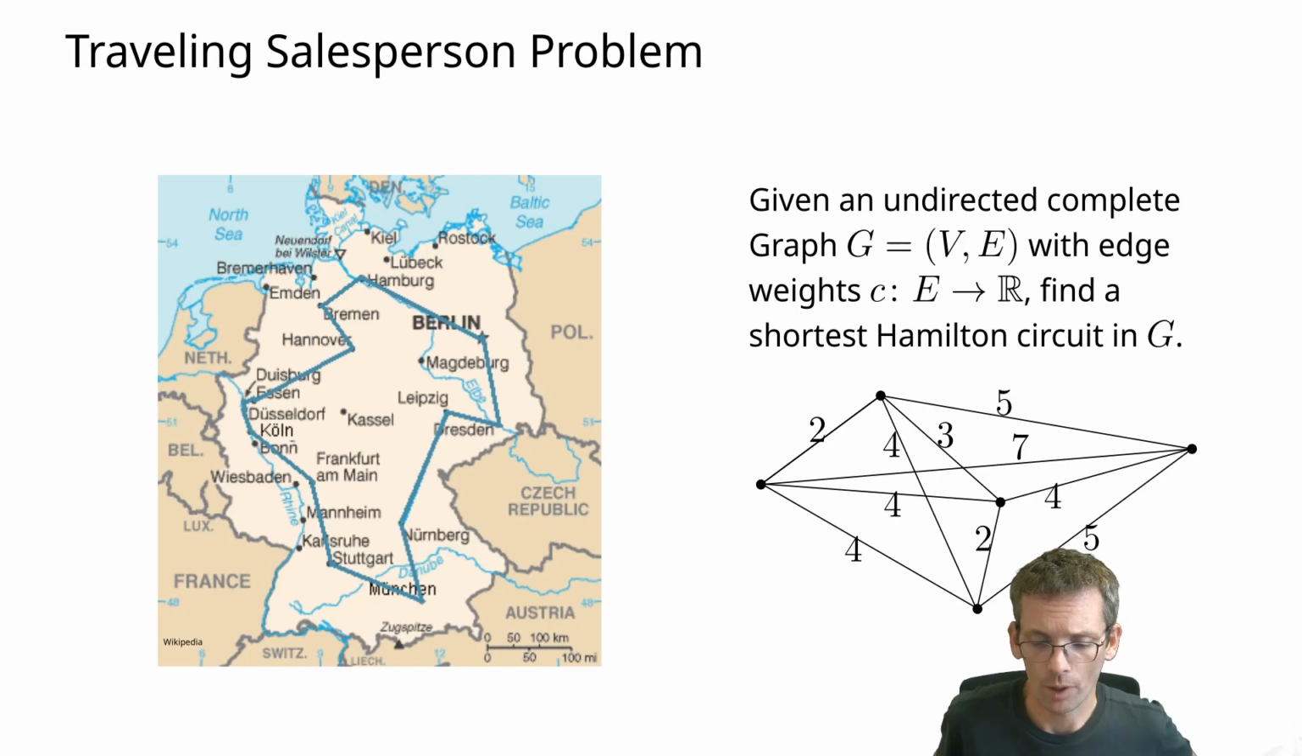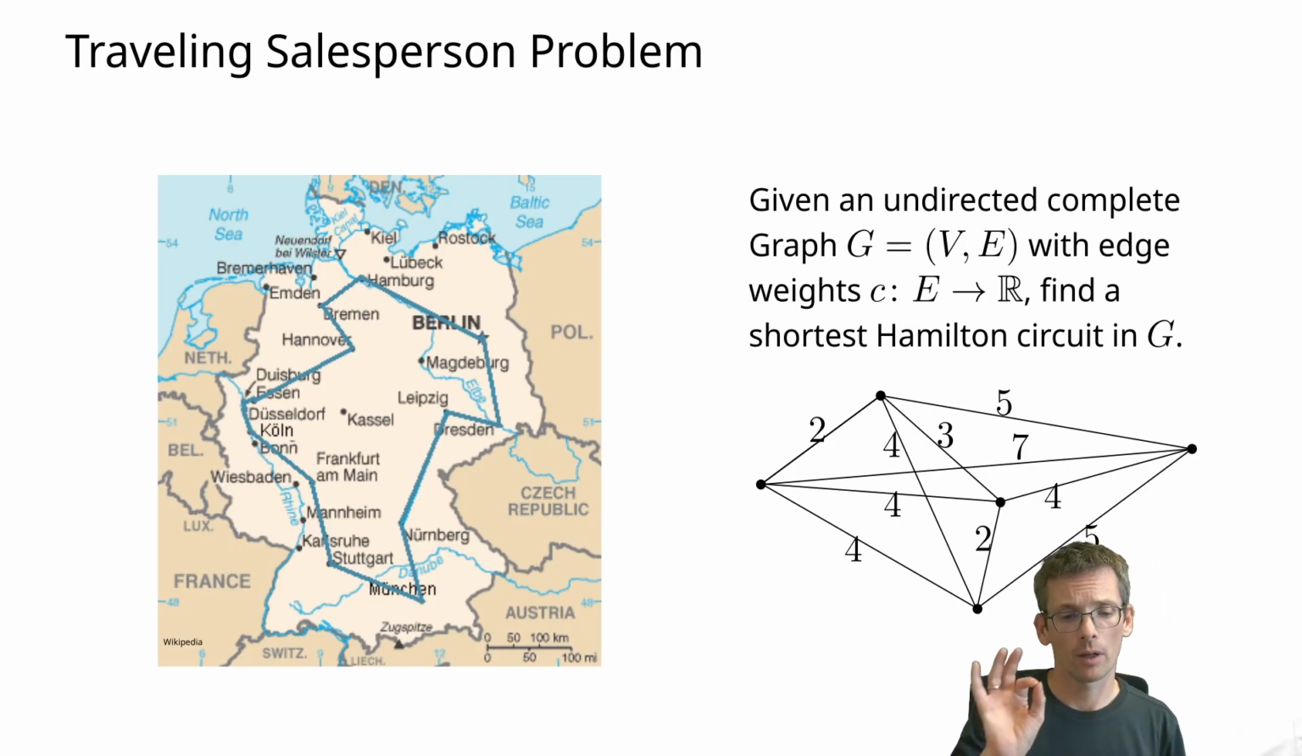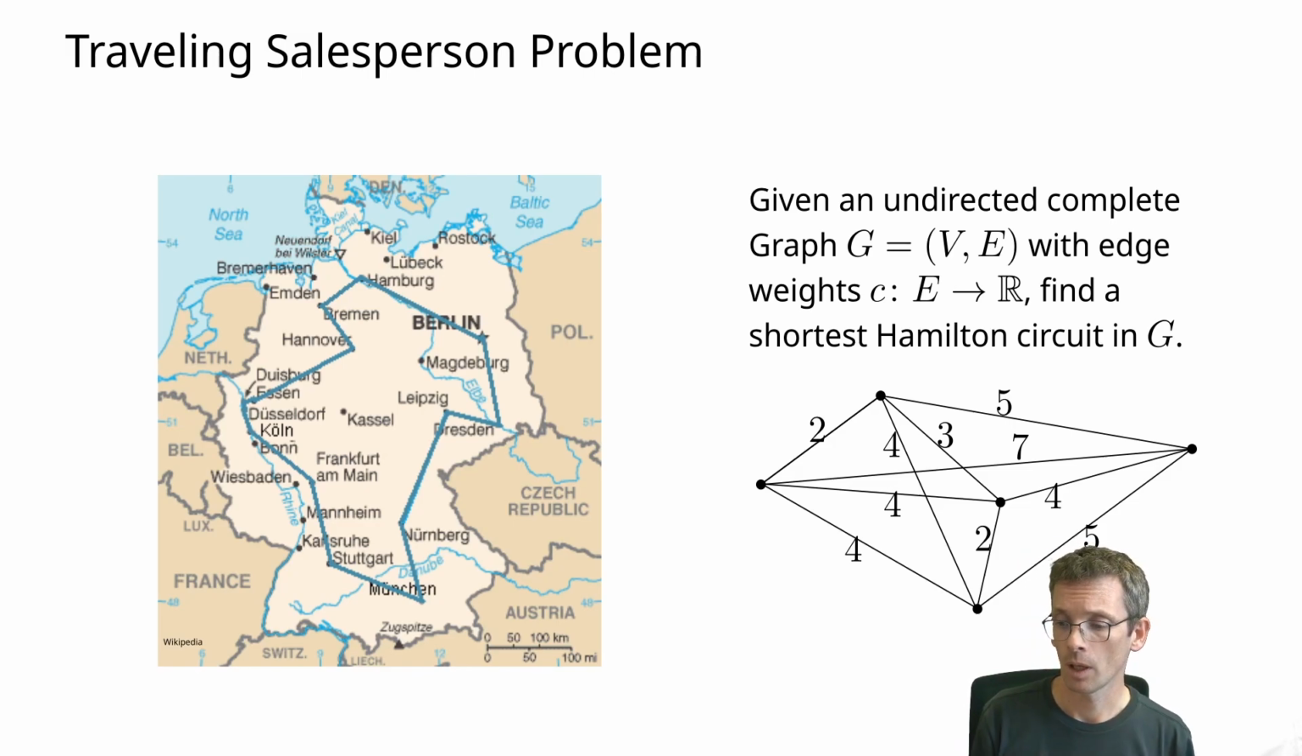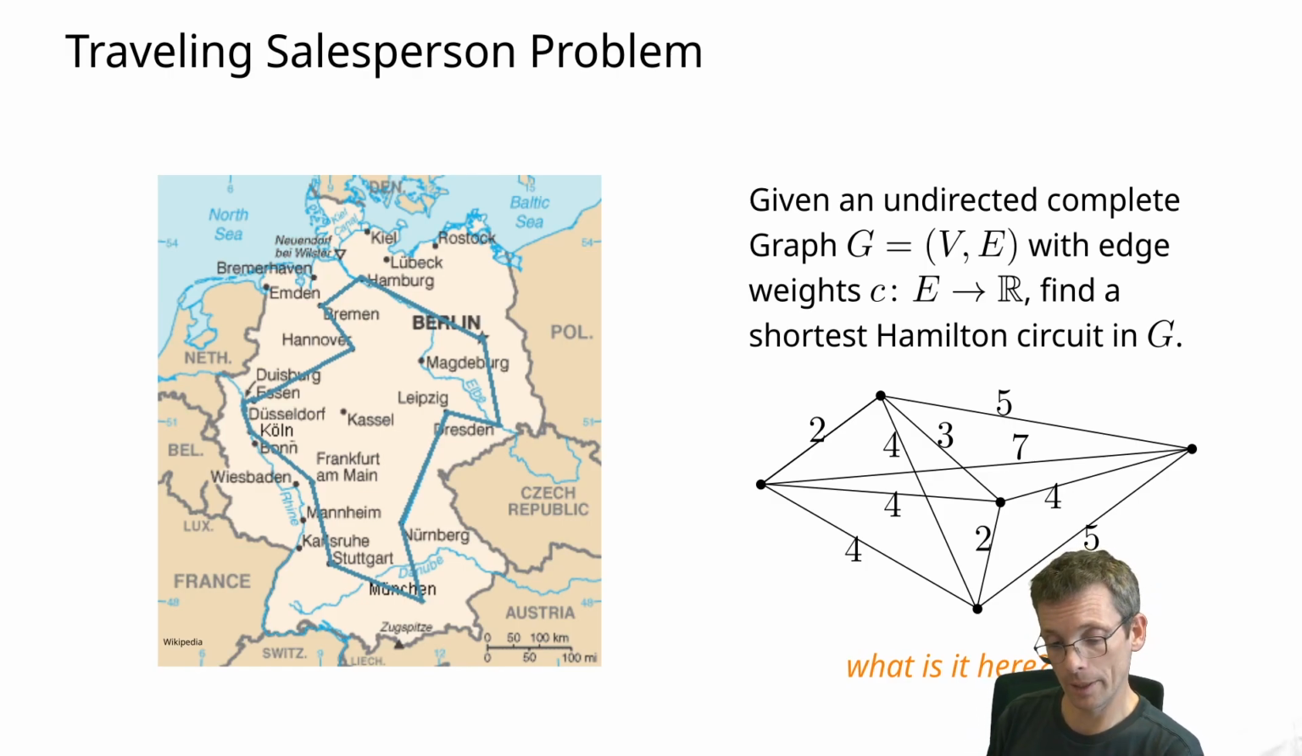So, once more, what's the problem we're looking at? We have an undirected complete graph with edge weights, and we want to find the shortest Hamiltonian circle. So, the round trip, and I'm summing up the edge weights. In this example, what is the shortest one here?